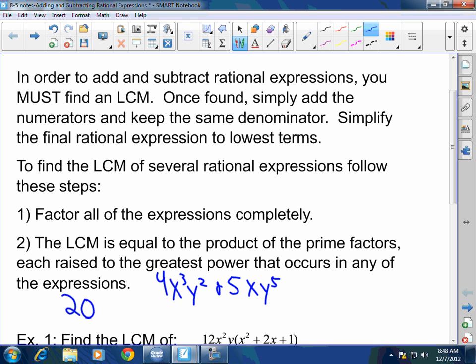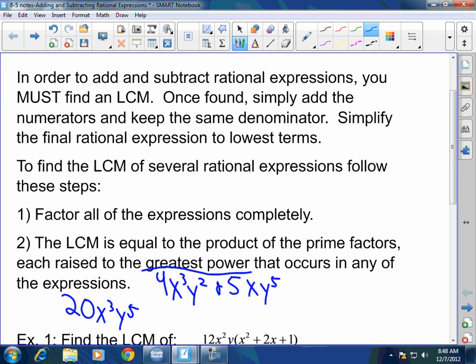But does anyone remember the trick with the variables? The least common multiple for the exponents belongs to the highest exponent. So in this particular case, it'd be x cubed and y to the fifth. So that's what this means, the whole greatest power thing here. Whenever you find the least common multiple of variables, it always belongs to the highest exponent. All right, good job, guys. Does that make sense? Yeah?